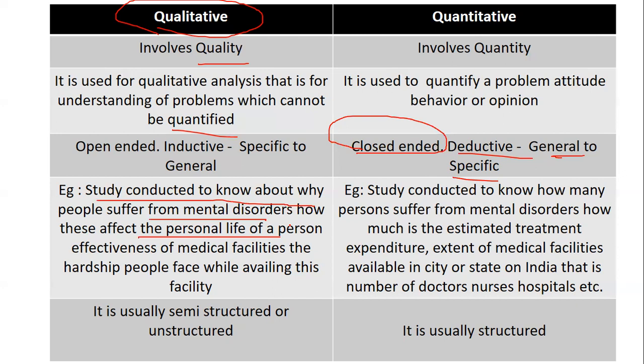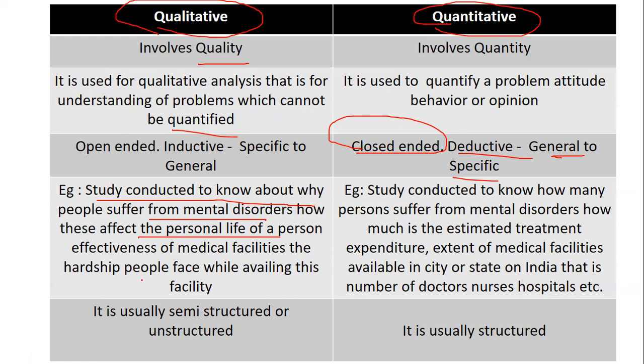But if you consider the same thing under quantitative, it will talk about the expenditure, the medical facilities, the number of doctors available, the hospitals available, nurses available. So it is something which can be quantified. It is quantitative in nature.